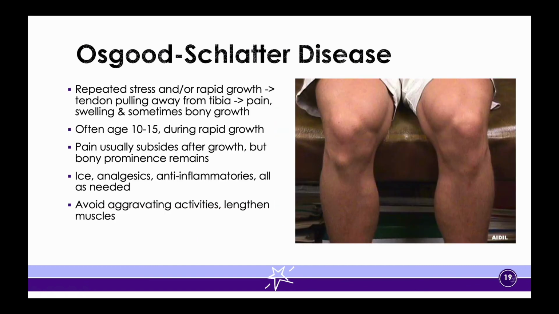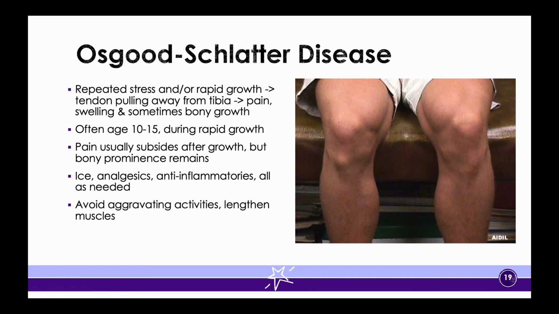So it's this repeated stress and/or a rapid growth because of this tendon pulling away from the tibia. And so that can actually cause pain as it's occurring. And then we also sometimes get that bony growth that will start to occur. It's often found around the age of like 10 to 15 when we're having rapid growth spurts. So it's during those pubescent times.